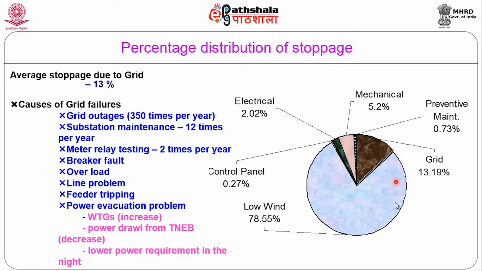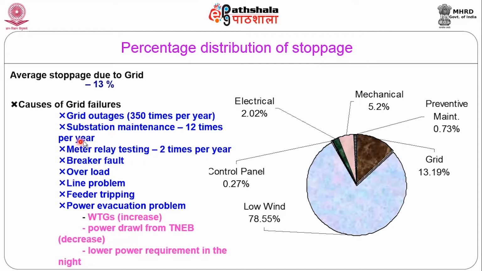And we cannot do anything about this, of course, but the other failures could be minimized. The grid 13.19 is in our hand; when we maintain the grid properly, definitely this could be avoided. Mechanical failure, like component failure, 5.2%, this could be avoided. And electrical components failure 2.02, it could be avoided, and control panels 0.27. These we can attack and bring down these failures, so that the stoppage time can be minimized.